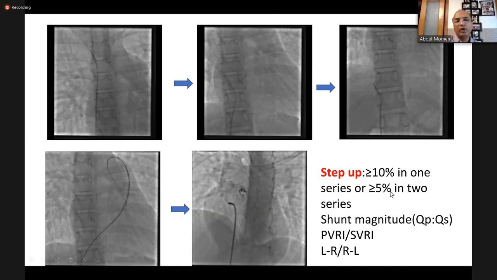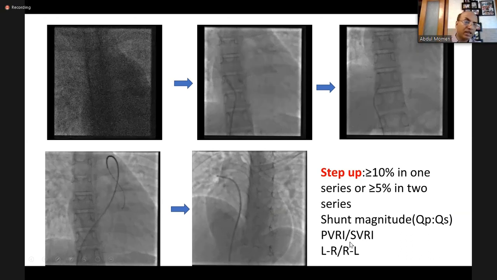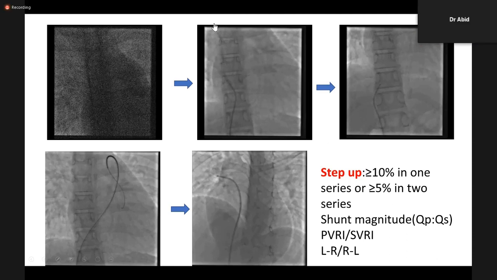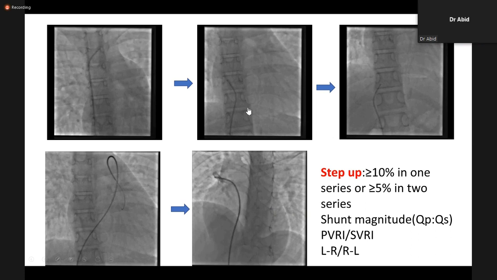So during cardiac catheterization we will try to go into every vein. This is the left lower pulmonary vein. This is the left upper, the right upper, and this is the right lower pulmonary vein. So the catheter is passing all four pulmonary veins. There is no partial anomalous pulmonary venous connection.